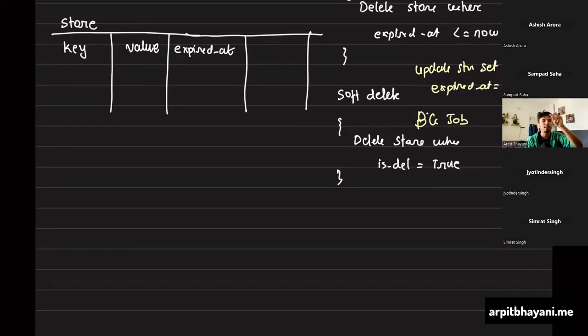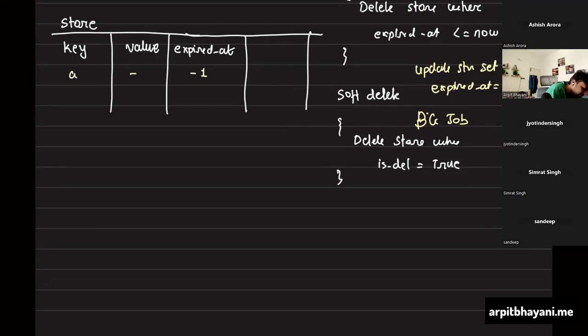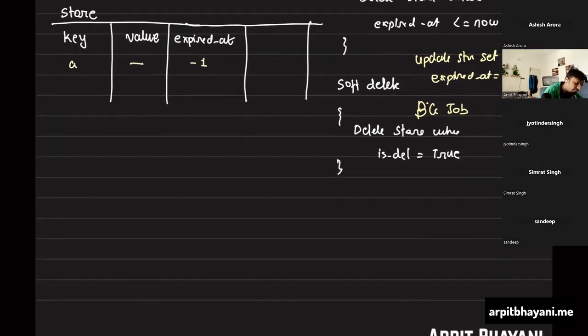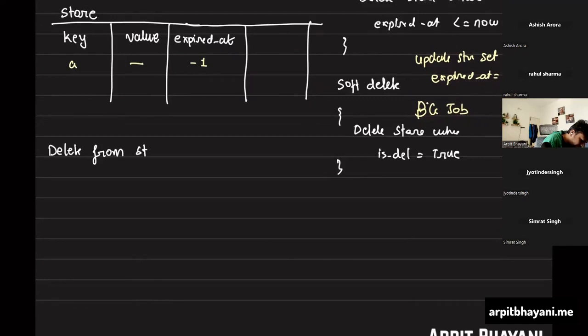But just one question. What is the SQL query of your job, given that you are storing -1 in expired at for the values that are deleted? What's the SQL query for the background job? Yeah, so it will probably be delete from store where expired at is less than now.